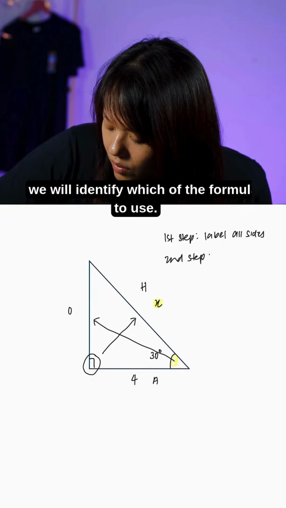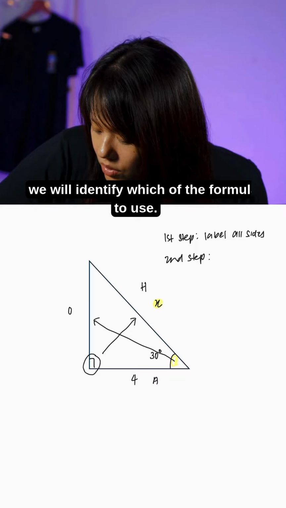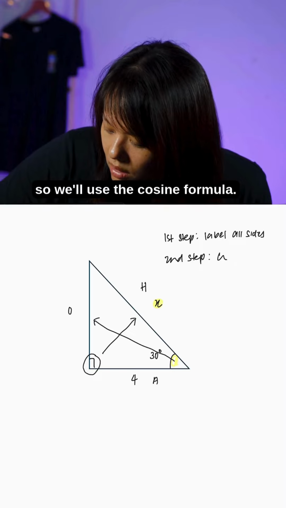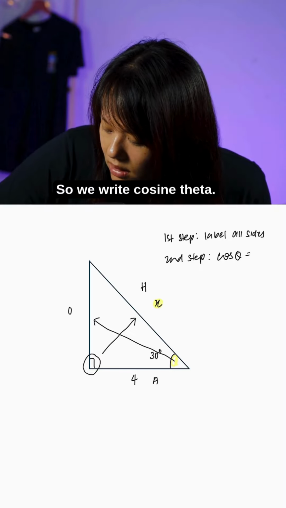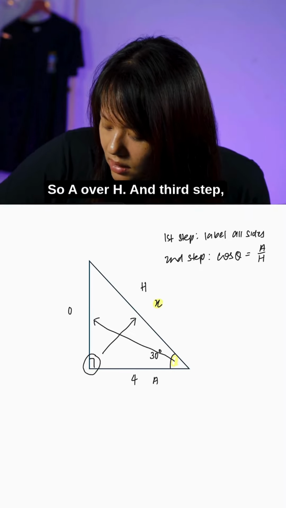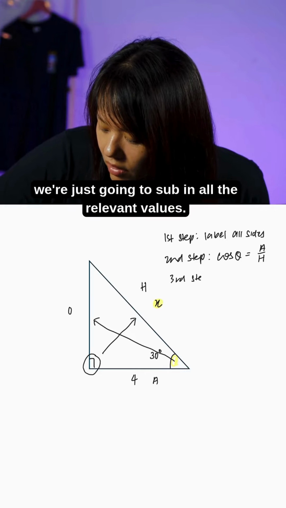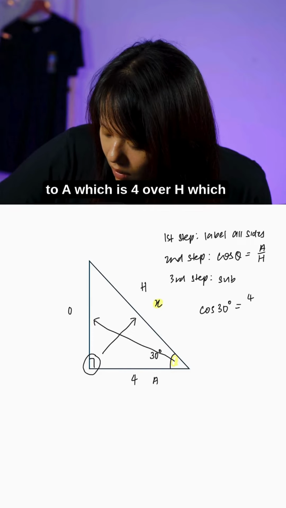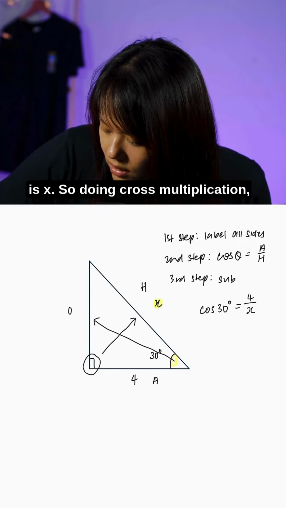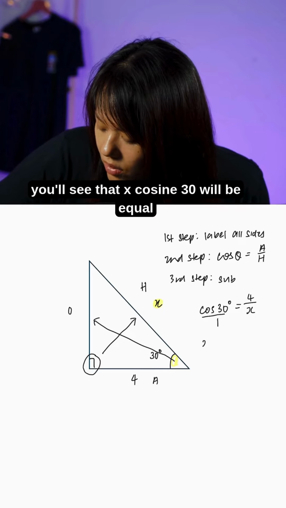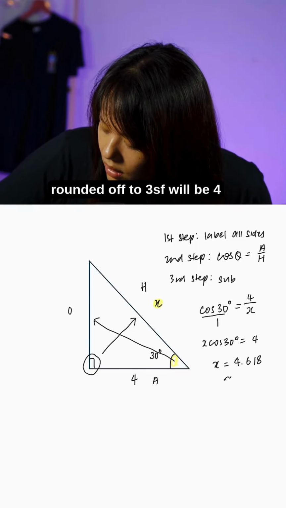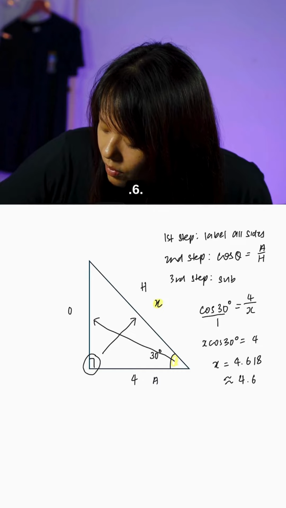Second step, we will identify which of the formulas to use. Since we have A and we want to find H, we'll use the cosine formula. So we write cosine theta is A over H. Third step, we're just going to sub in all the relevant values. So we sub in cosine 30 is equal to A, which is 4, over H, which is x. Doing cross multiplication, you'll see that x cosine 30 will be equal to 4, and therefore x will be equal to 4.618, rounded off to 3 SF will be 4.6.